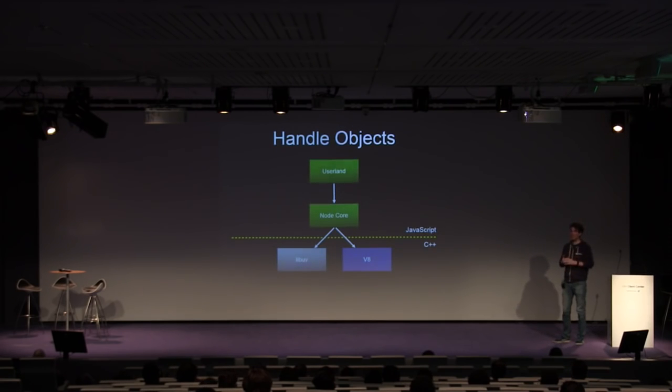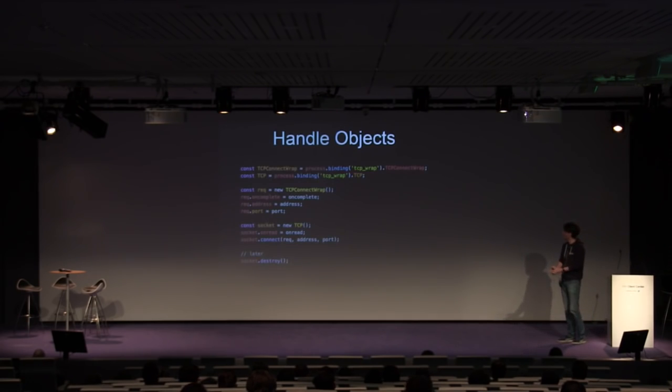We use these handle objects. On those handle objects, we can set properties. So the data we want to pass across this boundary or back again, we can set on properties on this handle object. So let's look at how that looks.